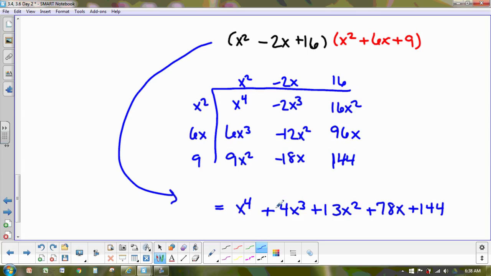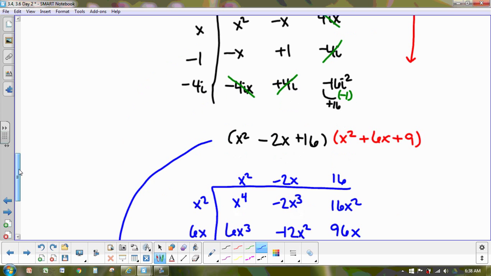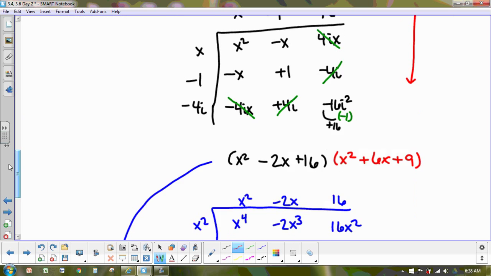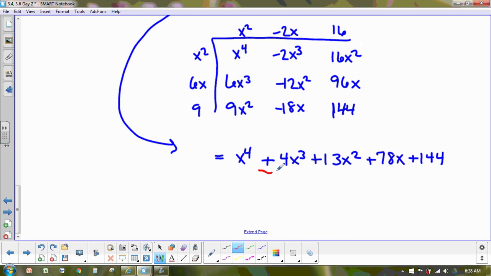Okay, so this is a polynomial that's in standard form based on those zeros. And it's a degree 4 polynomial, and that's what I would expect as I go back up and double check all of my conditions. Okay, yes, I made a degree 4 polynomial. Is the coefficient of x to the third equal to negative 8? Well, as I go back down here, coefficient of x to the third is not equal to negative 8. I want this to equal negative 8.